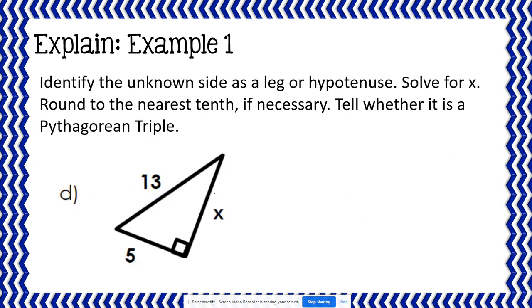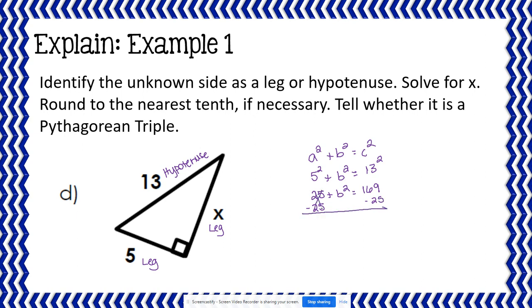For D, we see that we're missing another leg, which we know because it is adjacent to the right angle. 5 is a leg, and 13, since it's opposite of the right angle, is our hypotenuse. When we plug all of this into our formula a squared plus b squared equals c squared, I have a leg of 5, I have another leg that I don't know, and then I have a hypotenuse of 13. 5 to the second power is 25, so I have 25 plus b squared equals 13 to the second power, which is 169. When I solve this, I know that I need to subtract 25 from both sides of my equation.